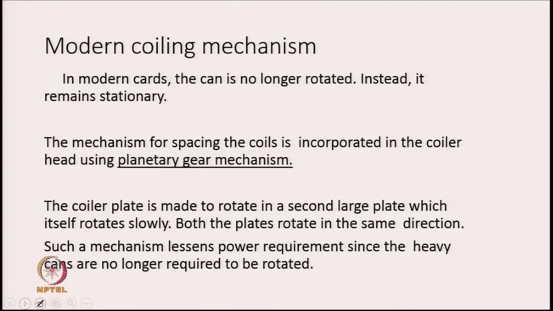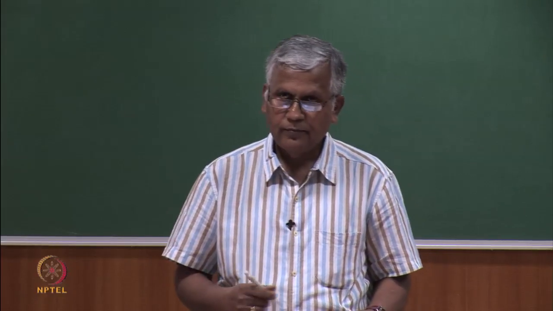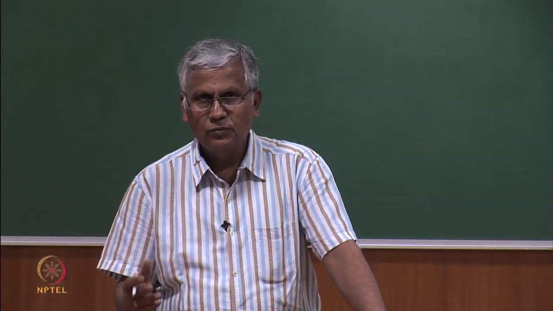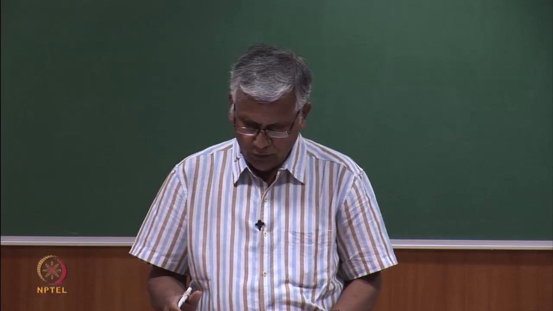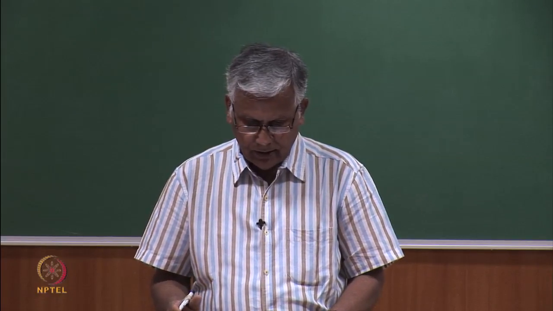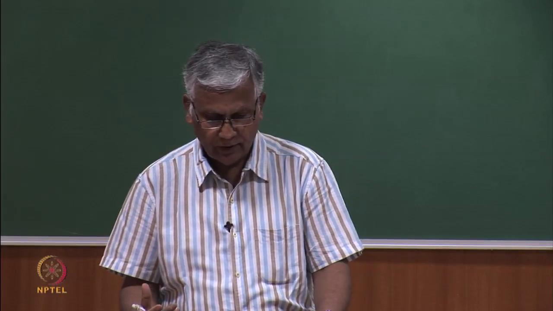The coiling mechanism in a modern card is a little different. The cans are no longer rotated, because today's cans are very big in size. We can accommodate almost 40 kilo, even 60 kilo of sliver. They are extremely big cans, and if we tried to rotate such a heavy can, the machine would consume a lot of energy. Therefore, to counter the energy consumption, the cans in modern cards are no more rotated. Cans are actually stationary, they do not rotate.